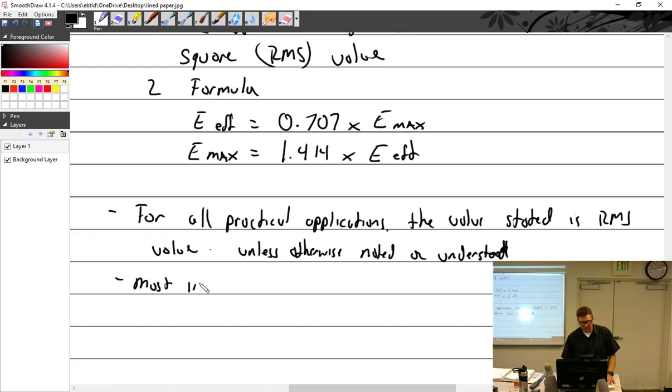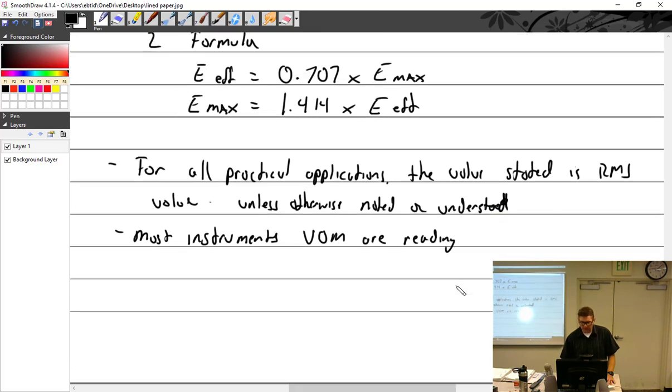Most instruments, that is VOMs, voltmeters, multimeters, are reading in RMS. That's why I made that example. I plug in the voltmeter, I'm not going to get max, I'm going to get RMS or effective.